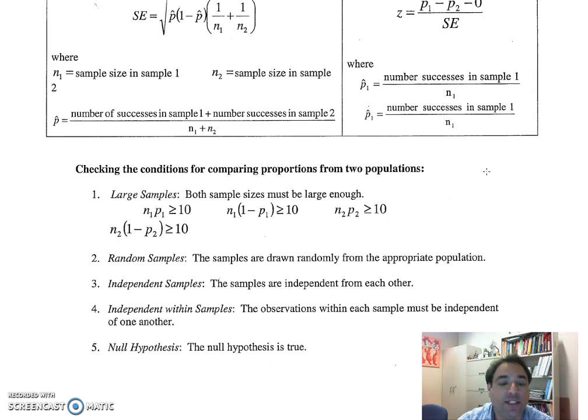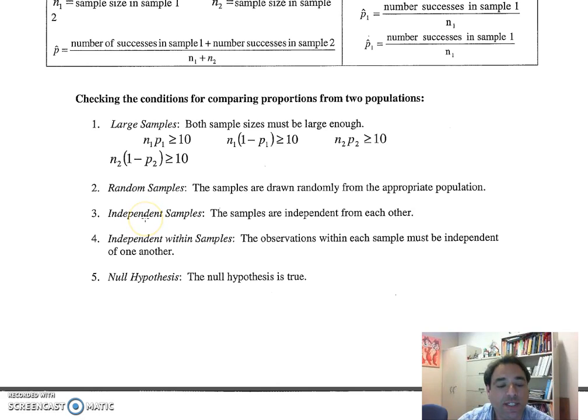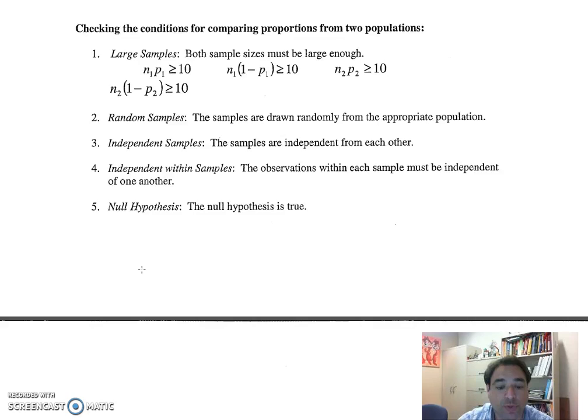And notice that the conditions are a little bit longer because we have two groups. So we have to check out the first n with the first p and the second n with the second p. It does have to be random still, independent within samples, and the null hypothesis is assumed to be true.